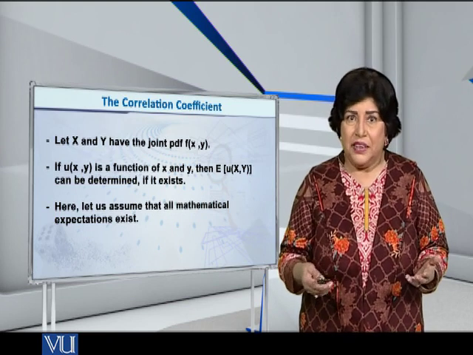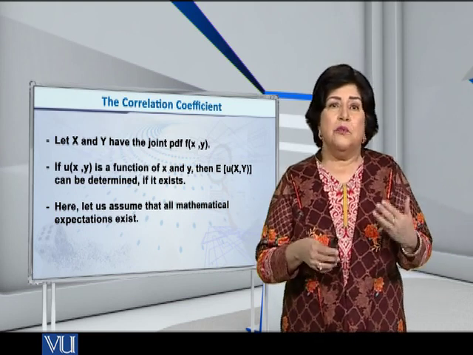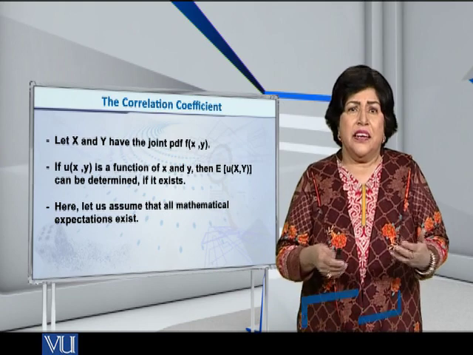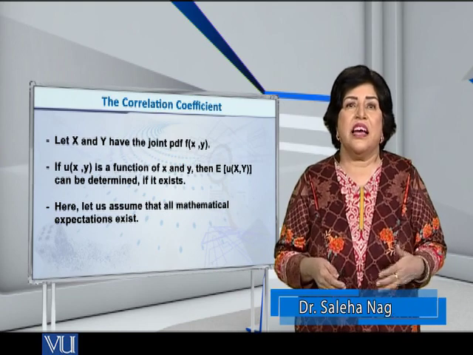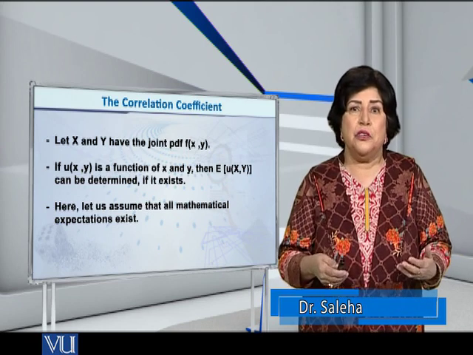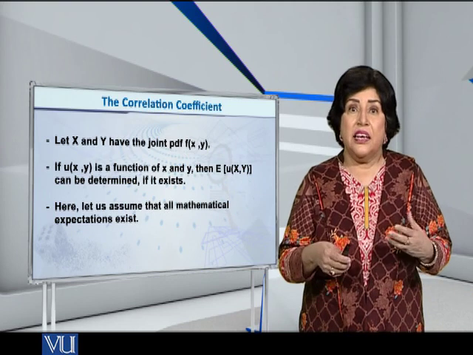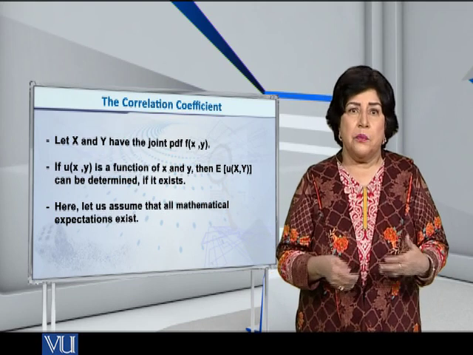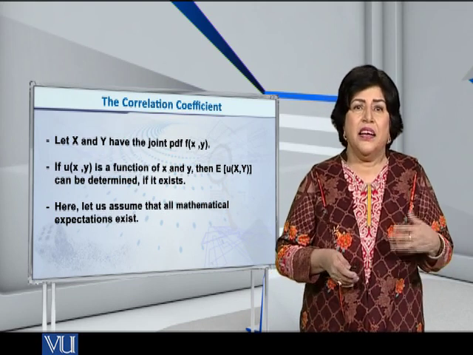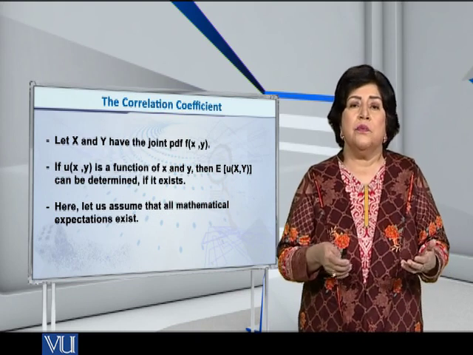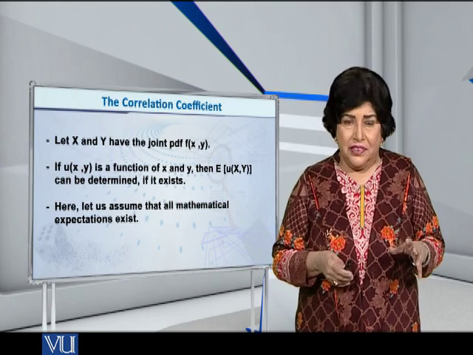of X, Y. Then we can talk about U of X, Y, meaning any function of X and Y. And if this expected value of U, X, Y exists, then it can be determined. Its algebraic expression can be found. And whatever I'm going to say to you now, in this we are going to assume that all the mathematical expectations do exist. All right?